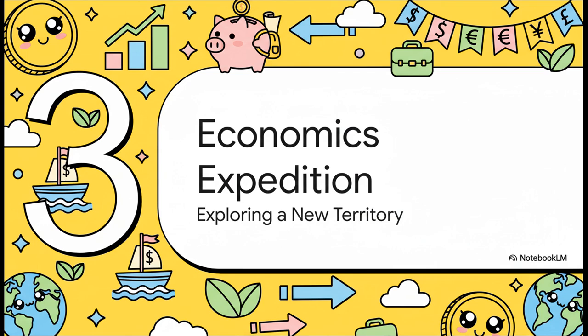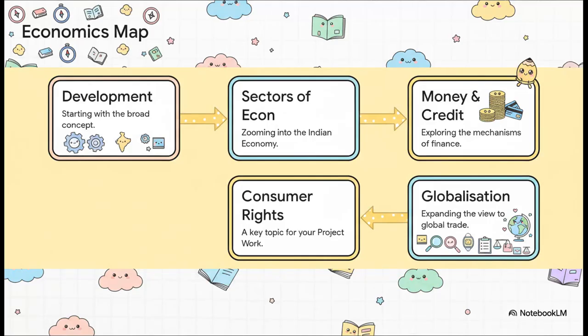Okay, we've wrapped up our political science tour. Now, let's switch gears and get ready for our economics expedition. We're moving from the world of political structures into the world of economic development, money, and global trade. It's a whole new territory to explore. And this is your map for that expedition. We'll start with the big idea of development. Then we'll zoom right into the sectors of the Indian economy. After that, we're exploring money and credit, and then we pull back to look at globalization.